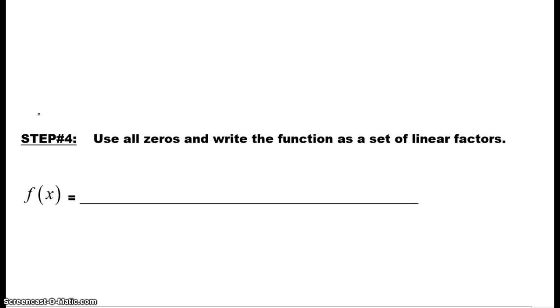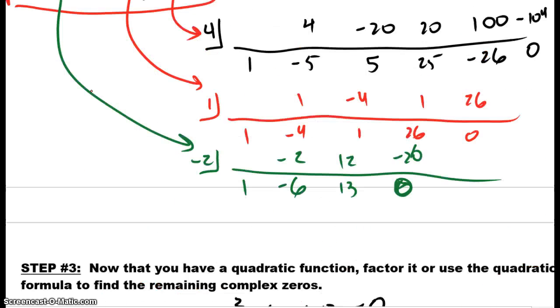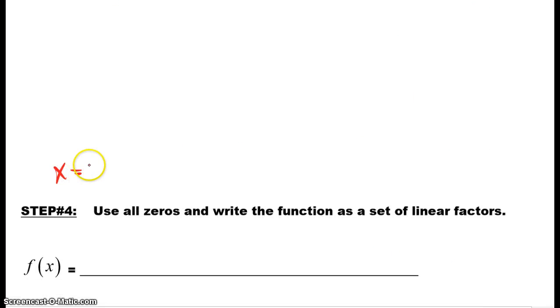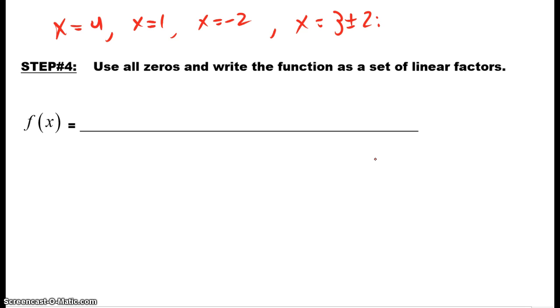So step number 4, to finish it off, it says use all zeros and write the function as a set of linear factors. Remember, I had real zeros that were, I don't even remember them. Let me go back. 4, 1, and -2. And now I have complex zeros that are 3 plus or minus 2i. So I have 5 zeros. That means I'm going to have 5 linear factors.